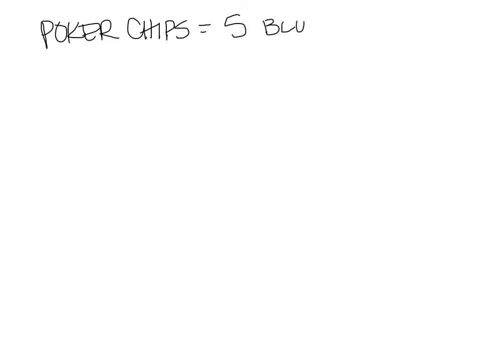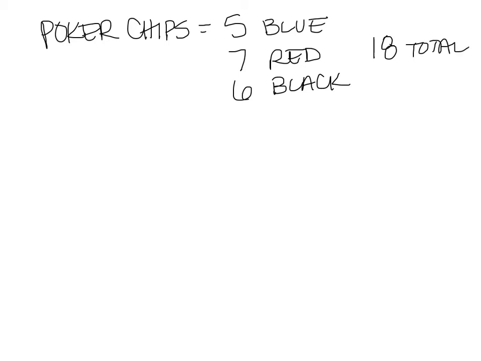So let's look at a couple other situations and maybe revisit that independence and dependence thing. Say I have a bag of poker chips. And I have some poker chips in my bag. I have 5 blue poker chips, and I have 7 red poker chips, and I have 6 black poker chips. So altogether, let's see, we have 18 total chips. Let's use this to think about a couple things.